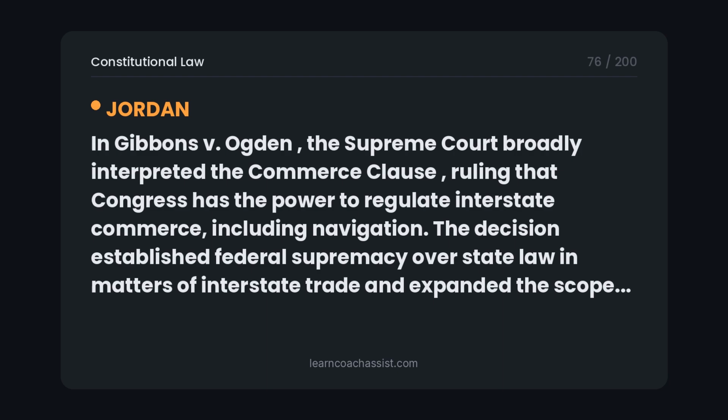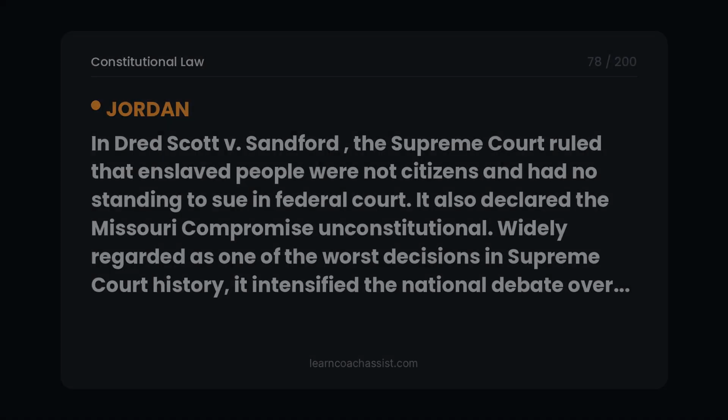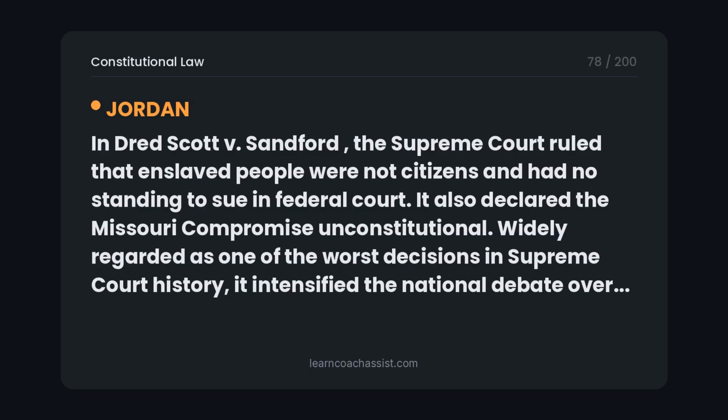What was the ruling in Dred Scott v. Sandford, 1857? In Dred Scott v. Sandford, the Supreme Court ruled that enslaved people were not citizens and had no standing to sue in federal court. It also declared the Missouri Compromise unconstitutional. Widely regarded as one of the worst decisions in Supreme Court history, it intensified the national debate over slavery.